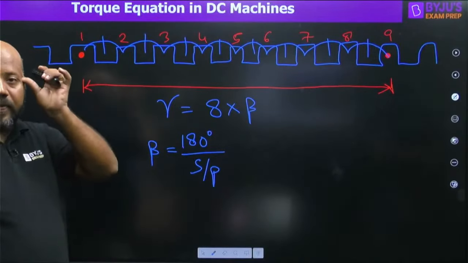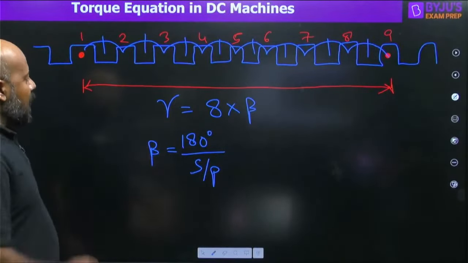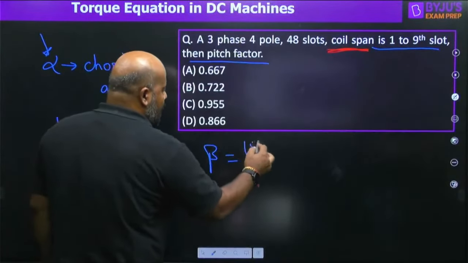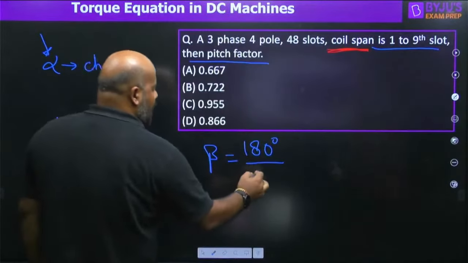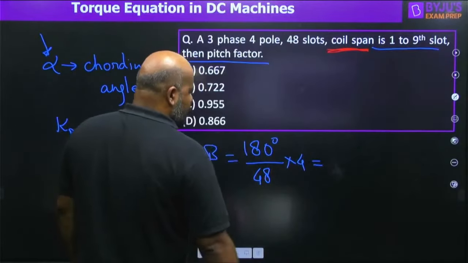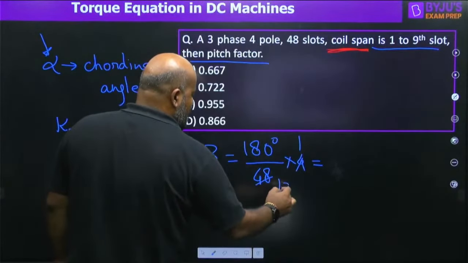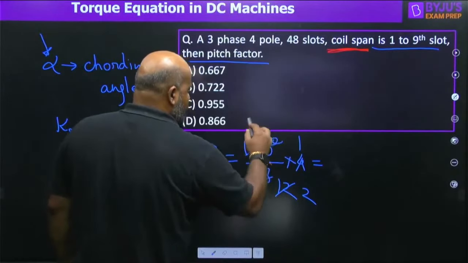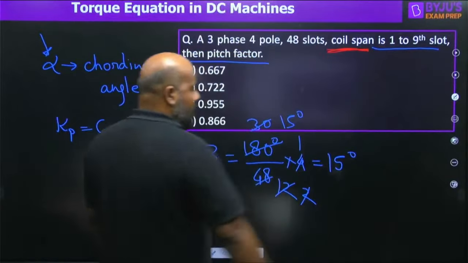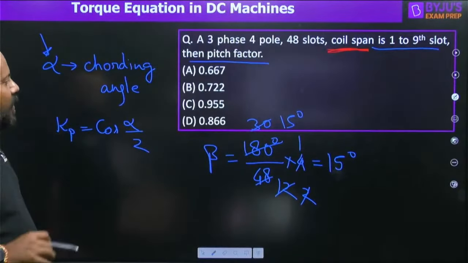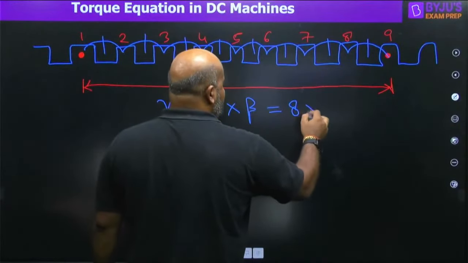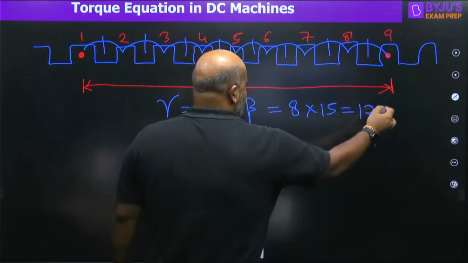Is it clear for everybody? How are you going to calculate beta? It is given in the question. Beta is going to be 180 degree, number of slots 48, number of poles 4, just solve it. I think it must be coming as 15 degrees. Just put it here. So this is going to be how much? 8 multiplied by 15. So this is going to be 120 degrees.